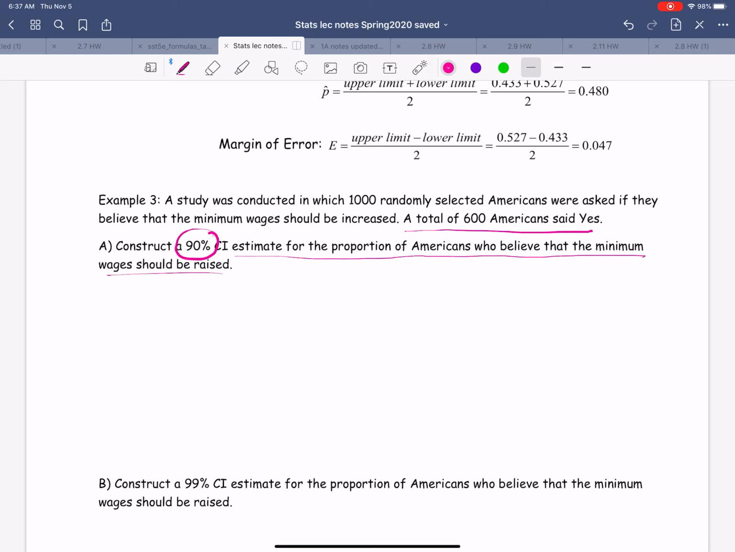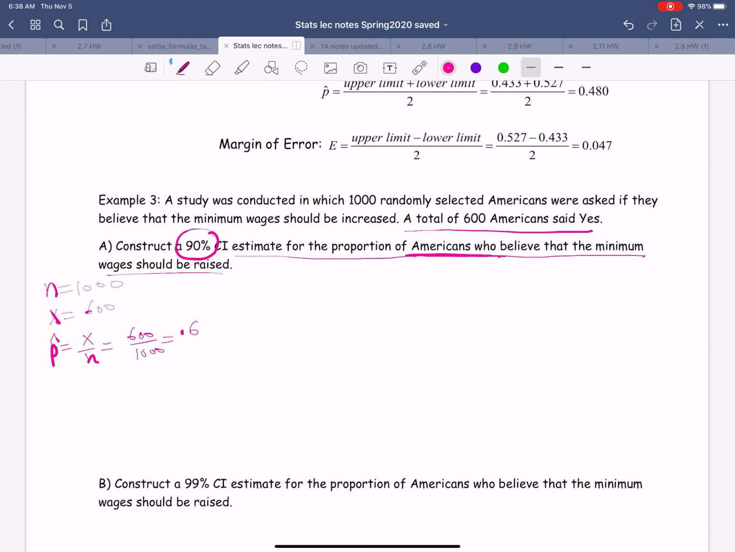Now we are constructing a confidence interval for the entire population, all the Americans. Okay, so let us start. What is my sample size here? 1,000. Out of that, how many people said yes, increase the minimum wage? 600. Okay, what's going to be p hat here? P hat will be x over n, which is 600 over 1,000, and that turns out to be 0.6.